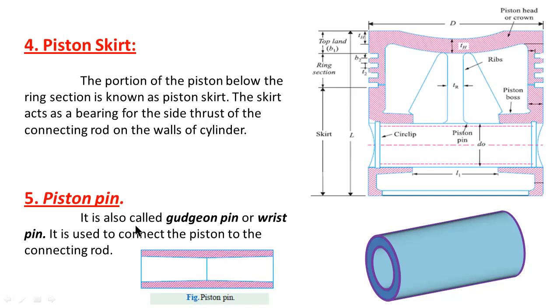This is the cross-sectional view of the piston pin. This is the original shape of the piston pin. This piston pin is hollow. It looks like a hollow sleeve, a hollow sleeve or hollow pipe shape. So this is a cross-sectional view. This is an isometric view of the piston pin.